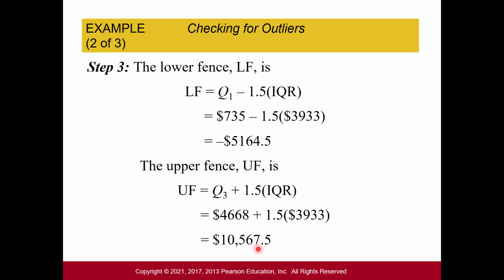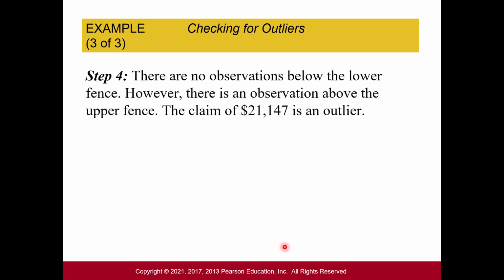So there are actually no observations below the lower fence. In our data, if you go back, there were no numbers lower than our lower fence number. But there is an observation above the upper fence. It was that very large claim value of $21,147. So we can conclude that that was actually an outlier.